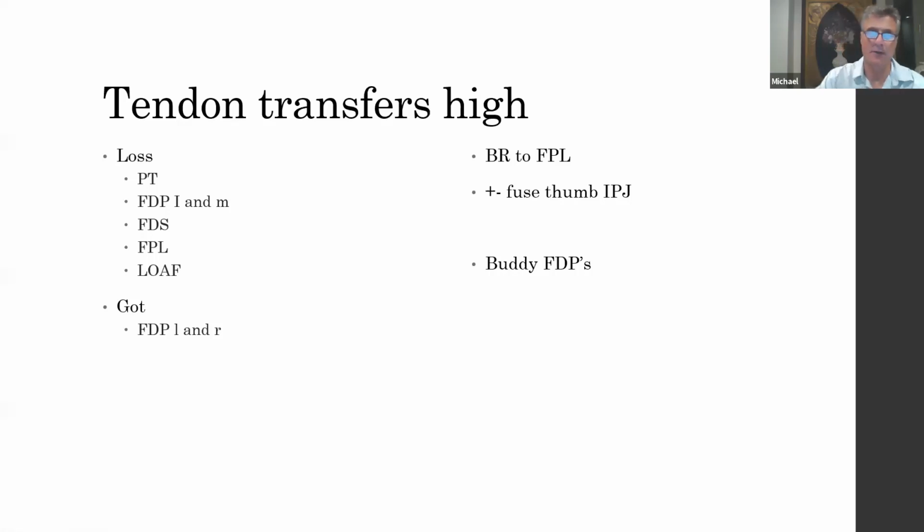Okay, what about tendon transfers? Like all tendon transfers, if your patient has a high median nerve palsy, then you need to look at what they've lost and what they've got to spare. This slide is a little bit incomplete, but basically, as I said earlier, they've lost those forearm muscles, pronator teres, which doesn't seem to be a major issue. They've lost their FDP to the index and middle. They've lost the FDS, all the FDSs. They've lost the FPL, and they've lost the intrinsic muscles, the two lumbricals, the opponens, the abductor pollicis brevis, and the flexor. What do they have to spare?